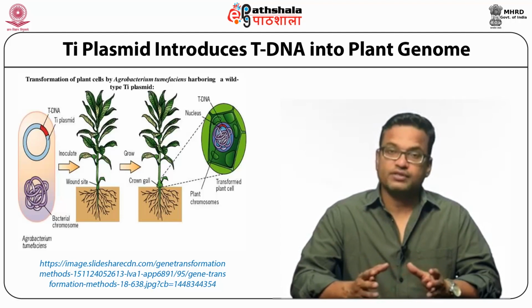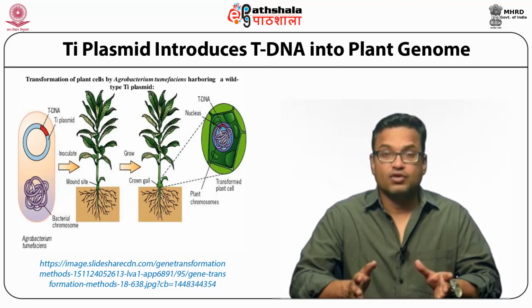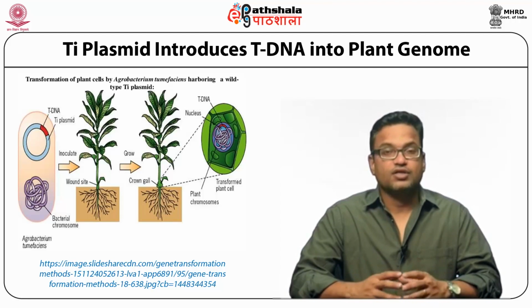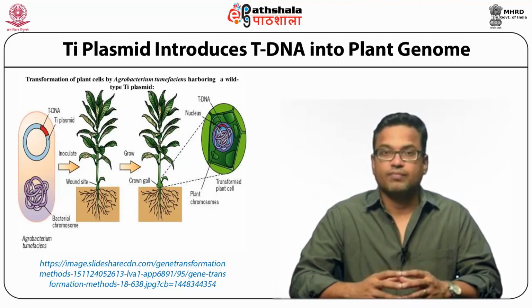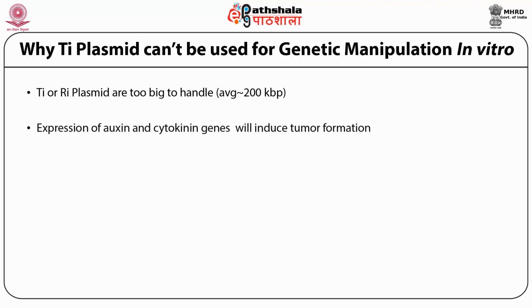And this happens because tDNA contains genes such as auxins and cytokinins, which can result in uncontrolled growth of plant tissues and result in tumor formation. These Ti plasmids cannot be used for genetic manipulation in an in vitro system to generate transgenic plants, and that's primarily because their size is too big. A naturally occurring Ti plasmid is almost 200 kb long, and also it contains genes such as auxin and cytokinins, which can induce tumor formation.